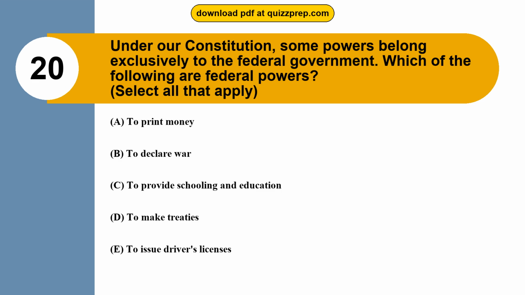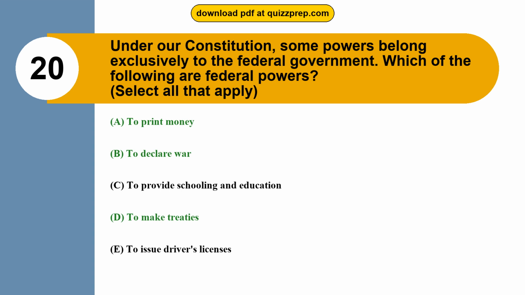Question 20. Under our Constitution, some powers belong exclusively to the federal government. Which of the following are federal powers? Option A. To print money. Option B. To declare war. Option C. To provide schooling and education. Option D. To make treaties. Option E. To issue driver's licenses.